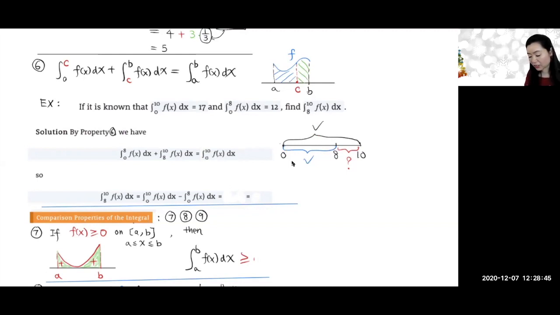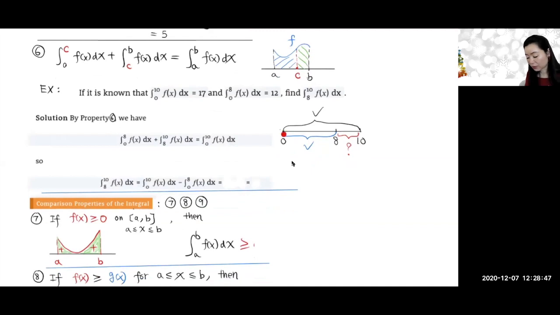So we use the integral from 0 to 10, subtract the integral from 0 to 8. That will give us the integral from 8 to 10. So that's going to equal 17 minus 12. So that's equal to 5. Okay.